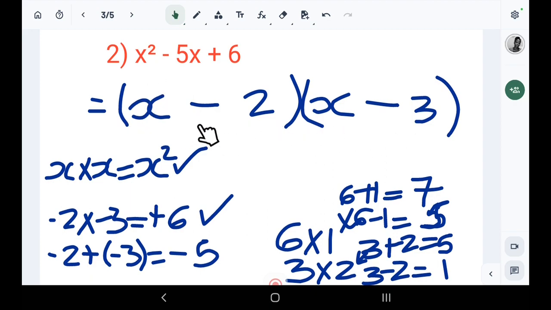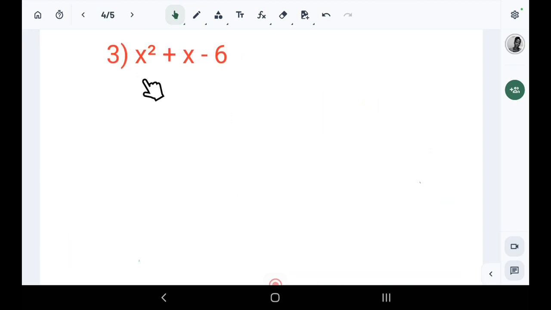So the answer is x minus 2 multiplied by x minus 3. And that's how you solve this one. Next question, we have x squared plus x minus 6. And this one, you have a plus in the middle and a negative on the outside. You will see how that now affects where you put a positive and where you put a minus, and the factor pairs that you use at the end of the day.